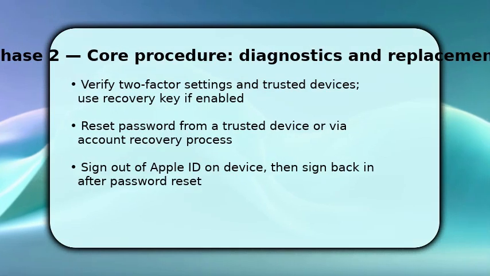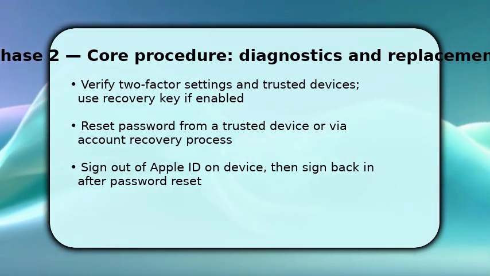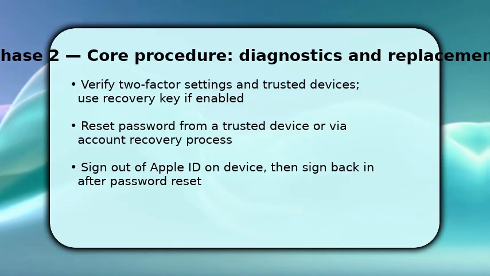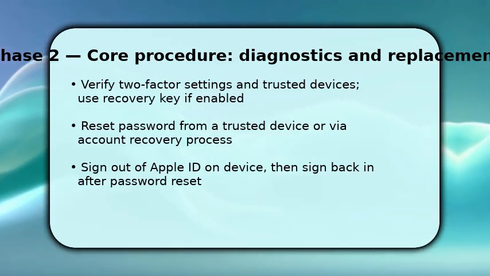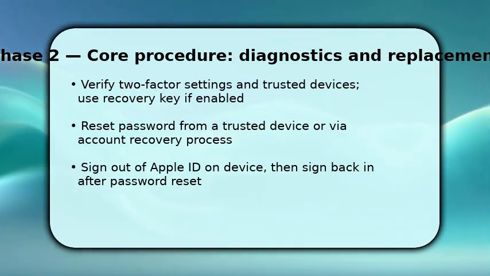Now you dig into account security settings. Confirm two-factor authentication and trusted phone numbers or devices, because missing trusted devices blocks verification. If you can't receive codes, use your recovery key or start account recovery. This takes time, so be patient.